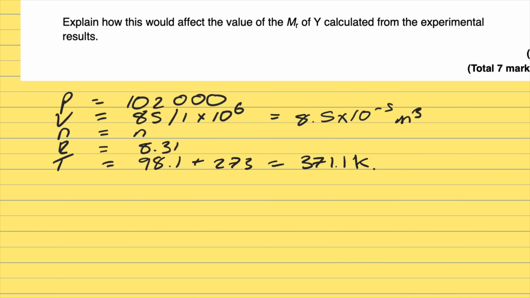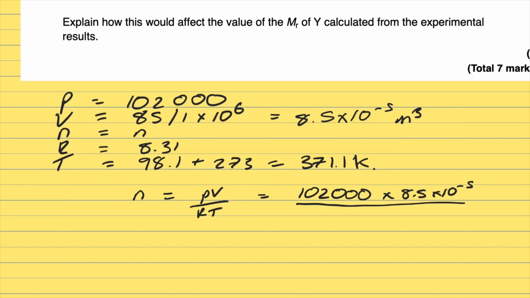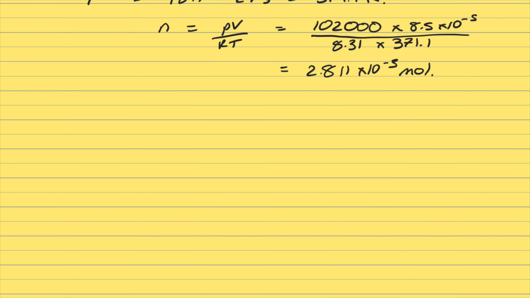Okay, now I need to know N. So N equals PV over RT, which equals 102,000 times 8.5 times 10 to the minus 5, all over 8.31 times 371.1. That gives me an answer of 2.811 times 10 to the minus 3 moles. Okay, so I've been asked to calculate the MR. So N equals M over MR, so MR equals M over N.